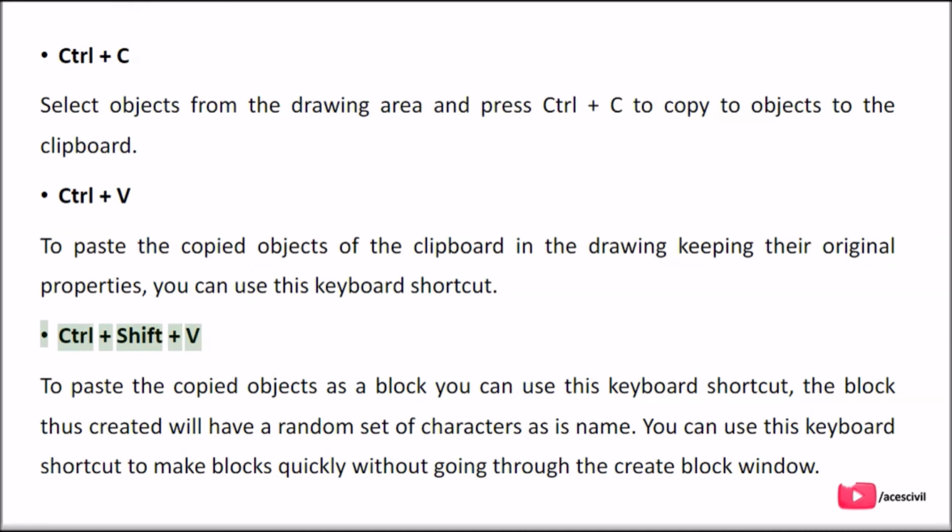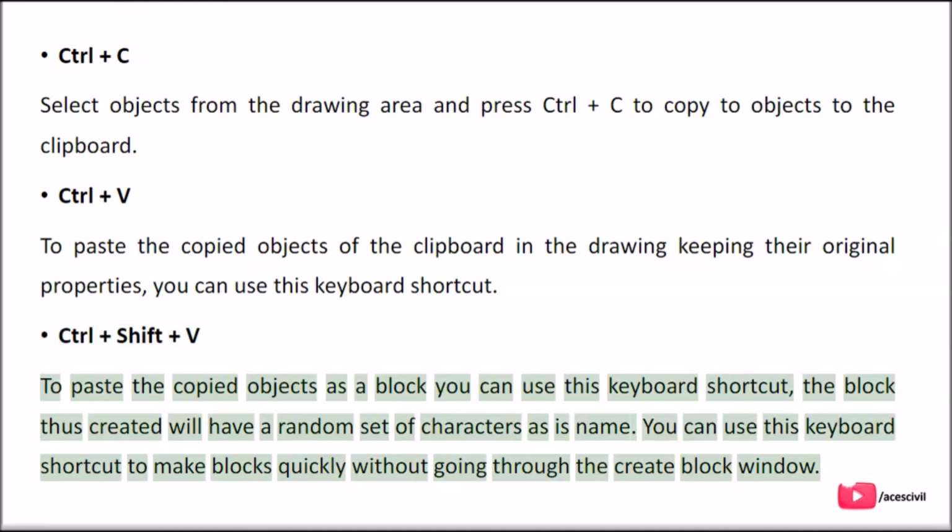Ctrl+Shift+V. To paste the copied objects as a block, you can use this keyboard shortcut. The block thus created will have a random set of characters as its name. You can use this keyboard shortcut to make blocks quickly without going through the Create Block window.